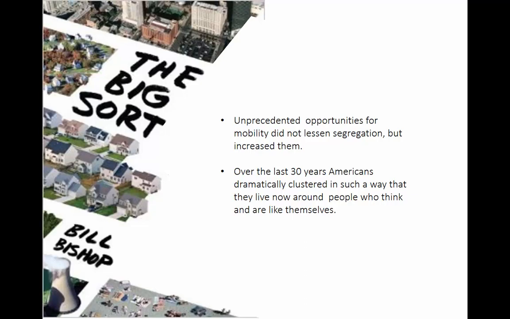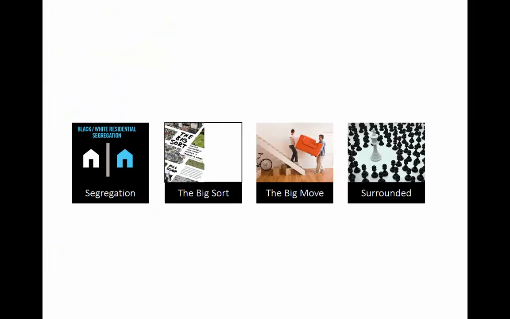These things are relevant for us because we live in a much more mobile, globalized world, and we can find similar patterns in other countries in the world as well. So let me briefly talk about what that implies.